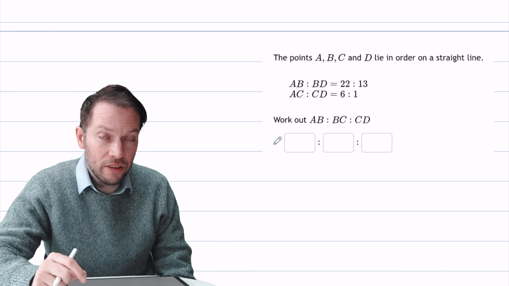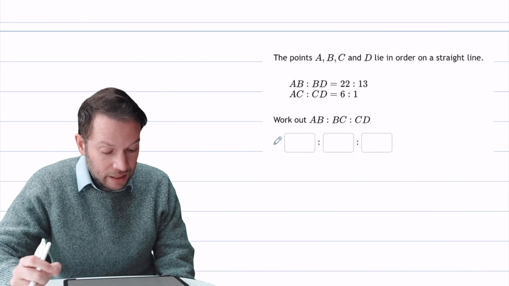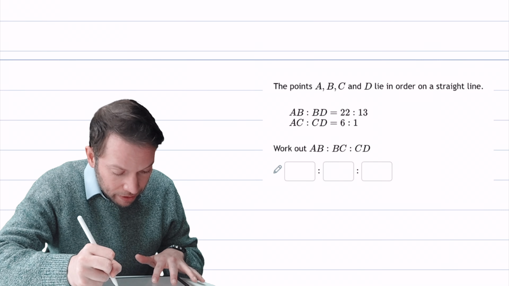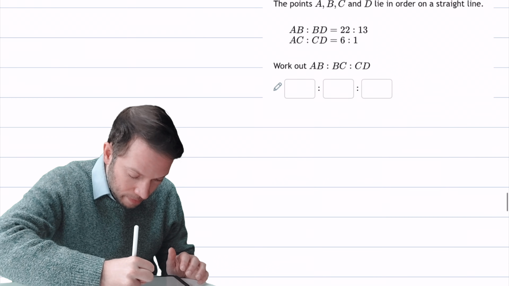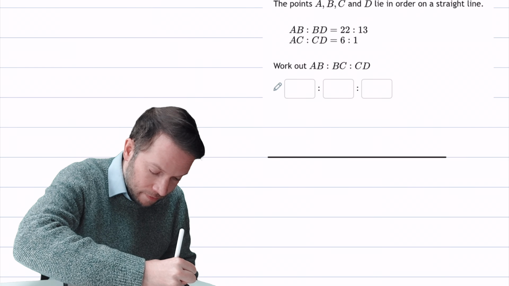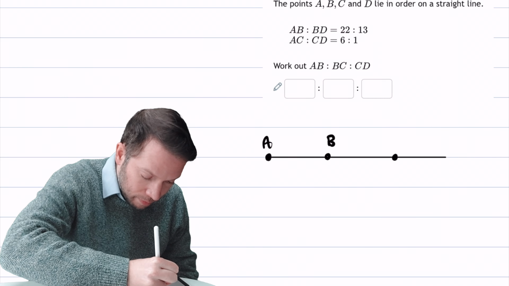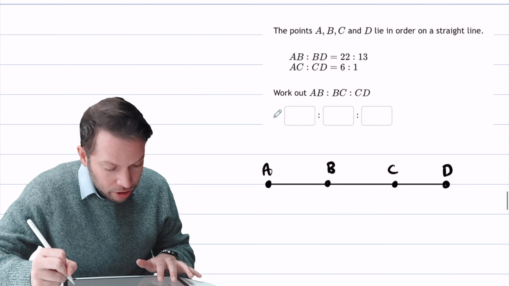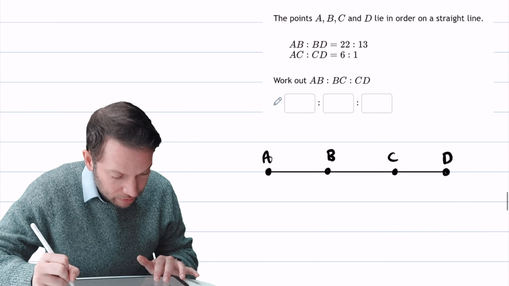Hi, in this video we're going to explore problem solving involving lengths of lines and combining ratios together. So we're told the points A, B, C, D lie in order on a straight line. So let's just draw that. A, B, C, D. These might not be positioned in the right way, but I'm just going to put 4 points on the line. And we're told the ratio of AB to BD is 22 to 13.